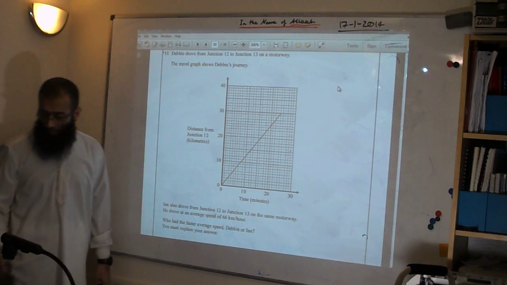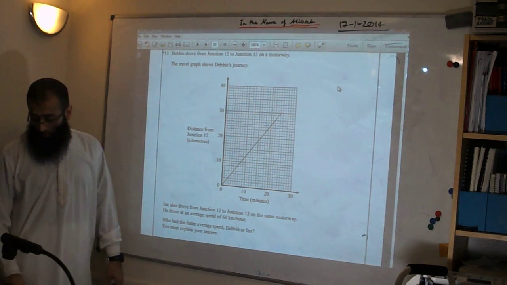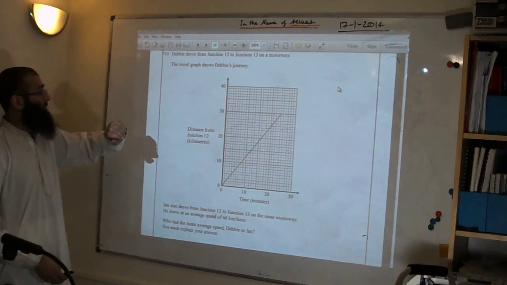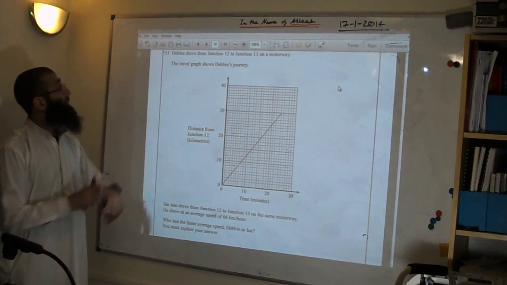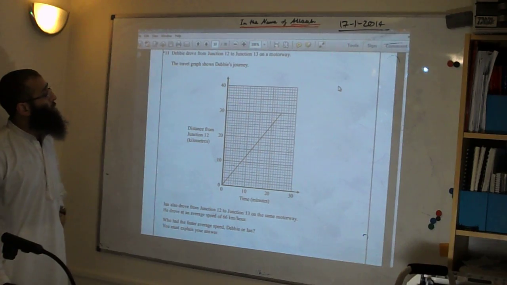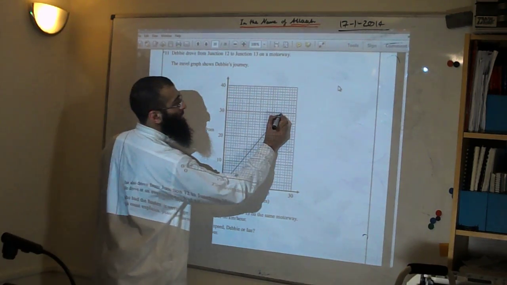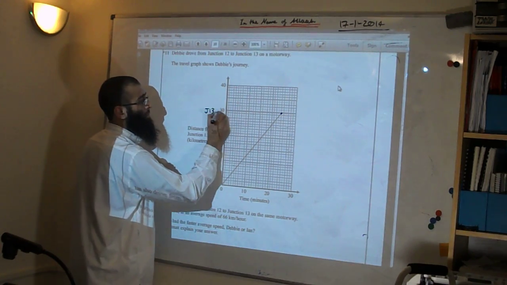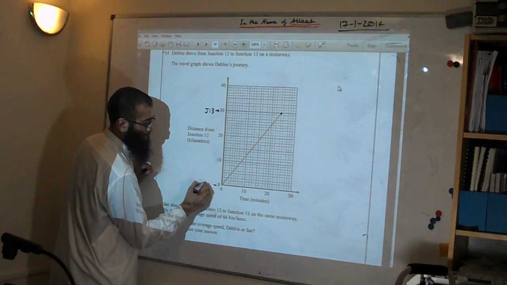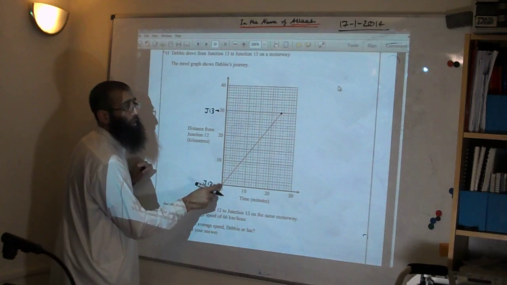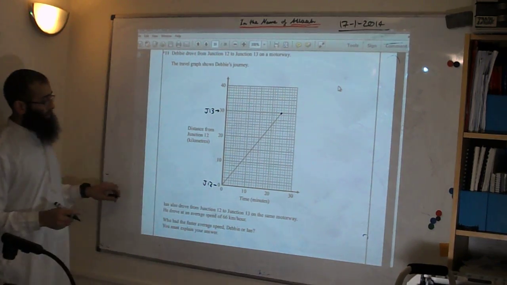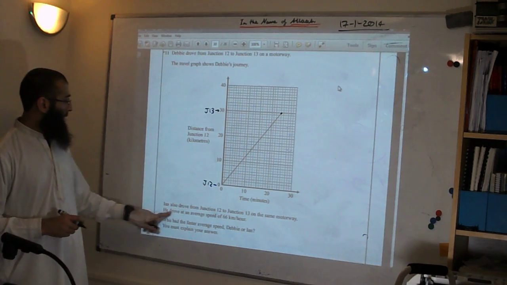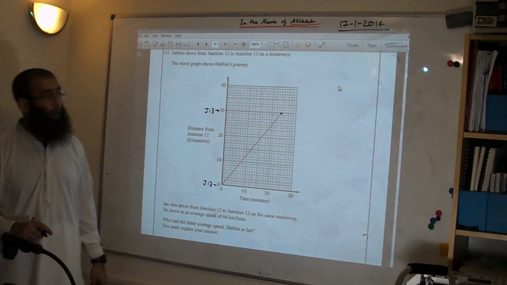Okay. Right, here we go. Debbie drove from junction 12 to junction 13 on a motorway. That's where she started, that's where she's finished. Ian also drove from junction 12 to junction 13 on the same motorway. He drove at an average speed of 66 kilometers per hour.